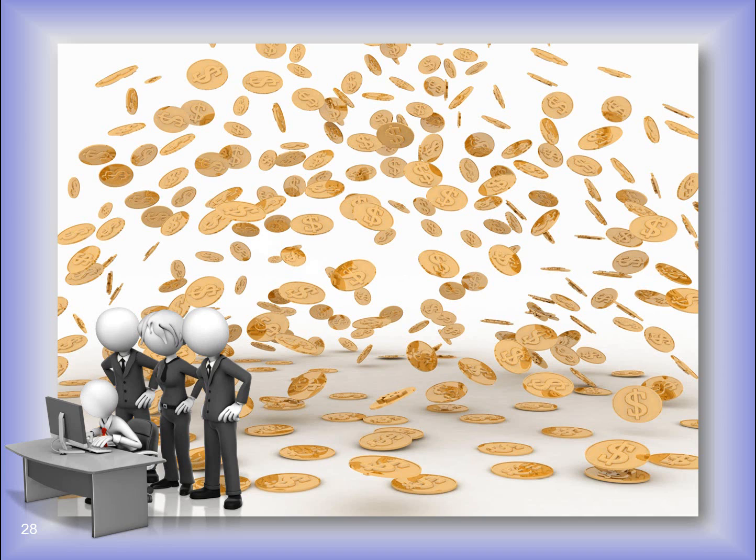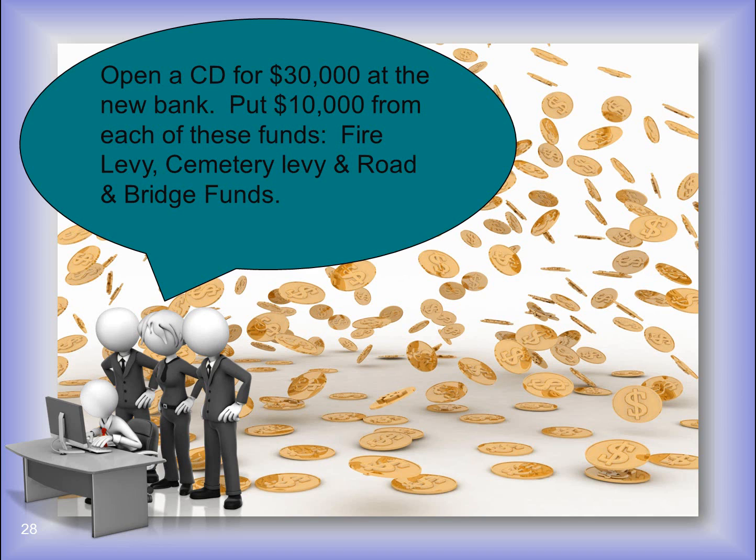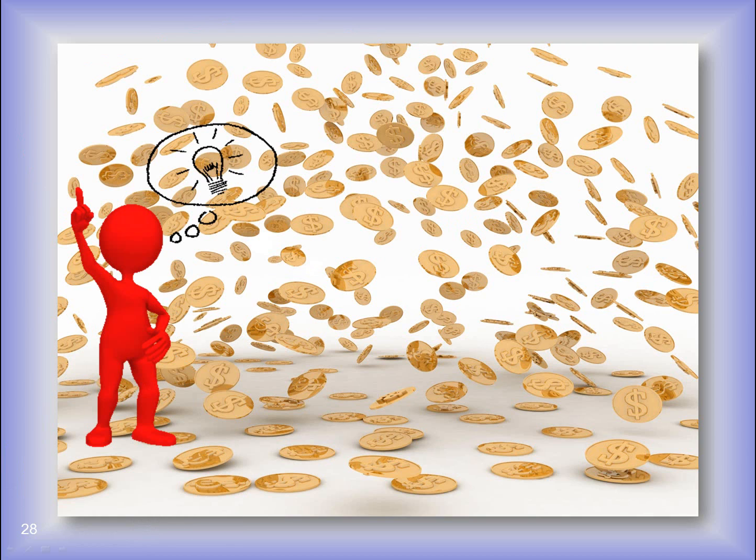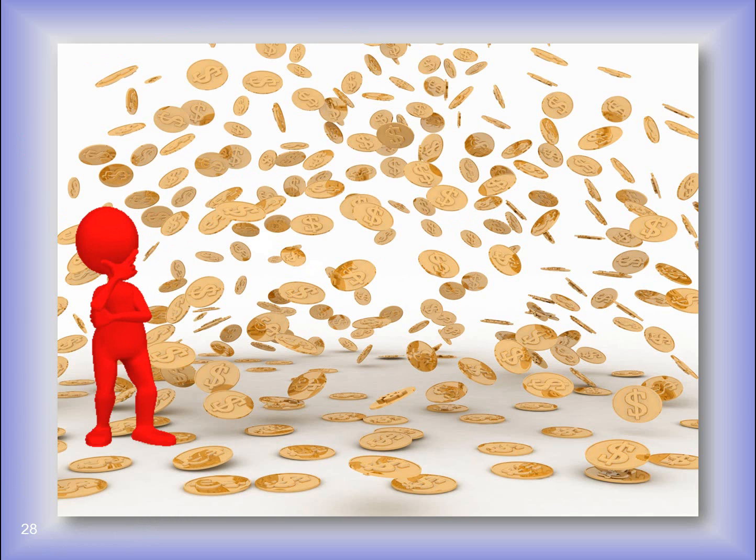Here's a sample of what we hear on the support line. A fiscal officer has been instructed by the governing board to open a $30,000 CD at the new bank down the street using $10,000 each from the fire levy fund, the cemetery levy fund, and the road and bridge fund. And as we learned in the last section, the board has improperly instructed the fiscal officer in the management of investments. The fiscal officer cannot do as the board instructed due to the following problems.